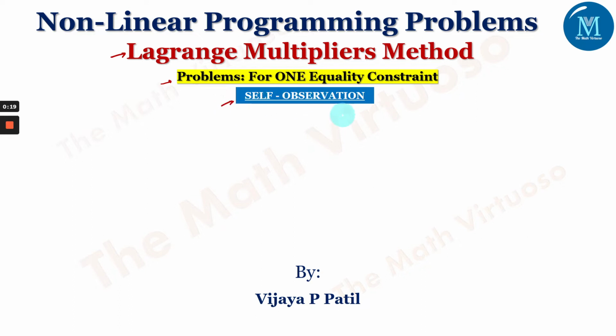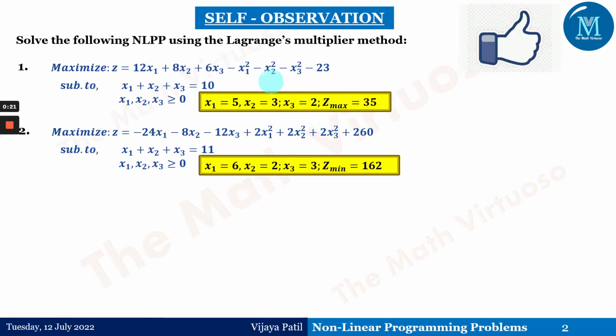Now, according to the demand of the learners, we'll be going ahead with solving the question of the self-observation slide. Please reach the particular session first before going ahead with this. So this would be a second question. You would be going ahead with the one equality constraint. In this particular session, we'll be going ahead with the first question.